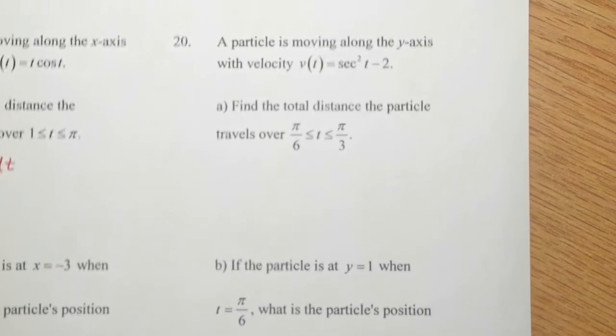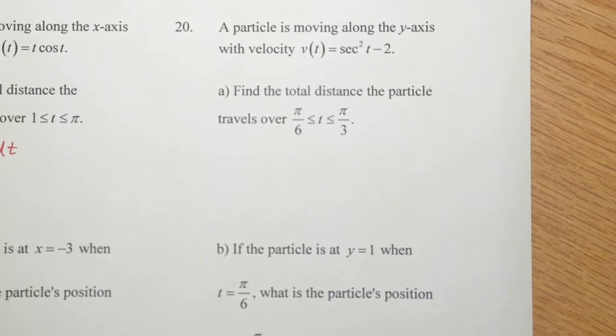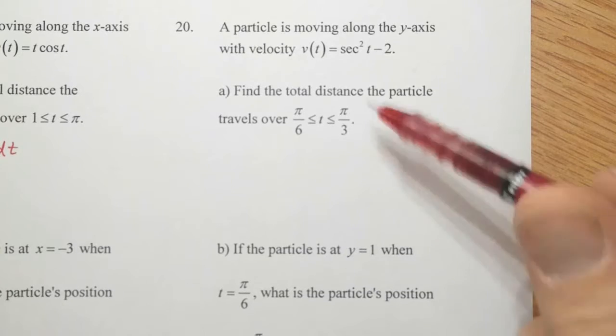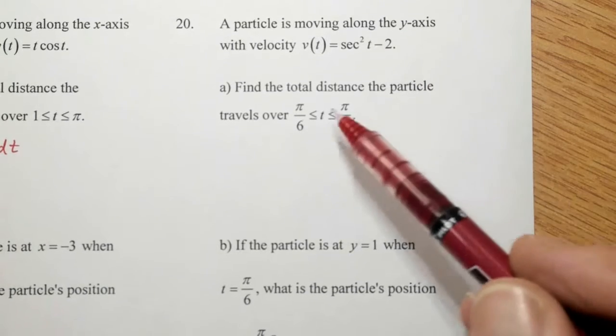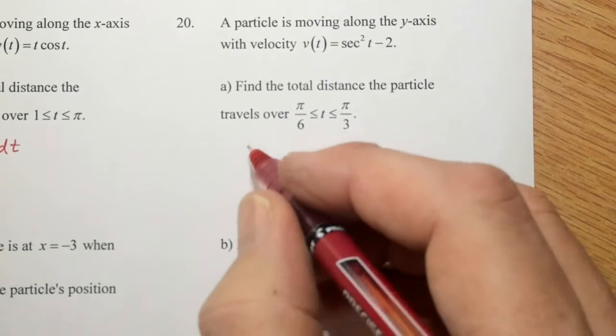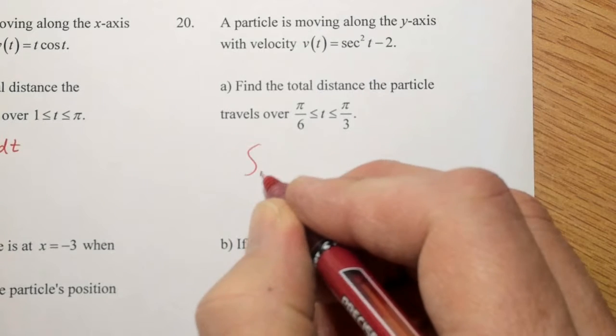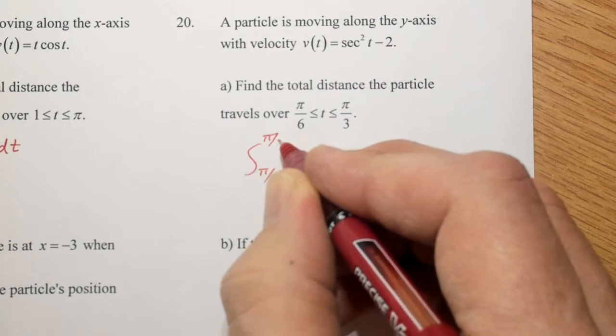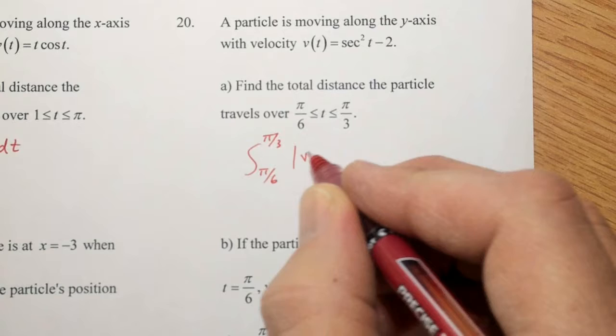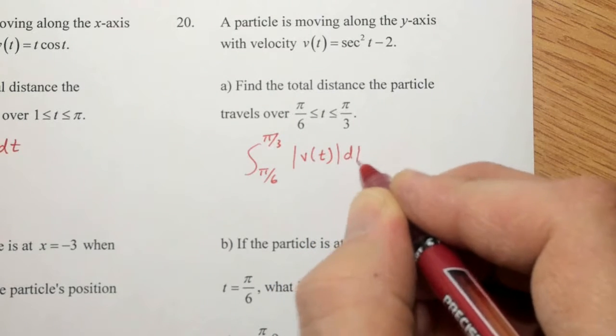All right, and then finally we have problem number 20. We have some more trig. This particle is back along the y-axis. We have to find the total distance. So we know the drill by now. Pi over 6 is the low bound, pi over 3 is the upper bound, absolute value of our velocity, dt.